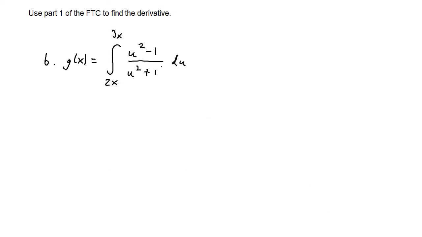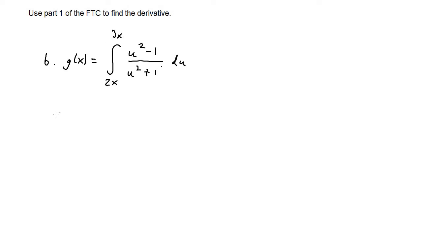Now for number 6, we have g of x equals the integral from 2x to 3x of u squared minus 1 over u squared plus 1 du. Now the first thing we realize here is that we have variables on both the top bound and the bottom bound, and we cannot take the derivative of the integral in that way. So what we must do is divide this, or split this, into two different integrals.